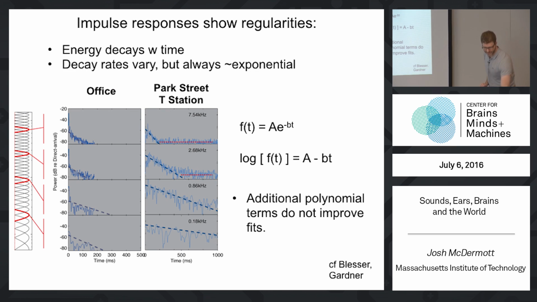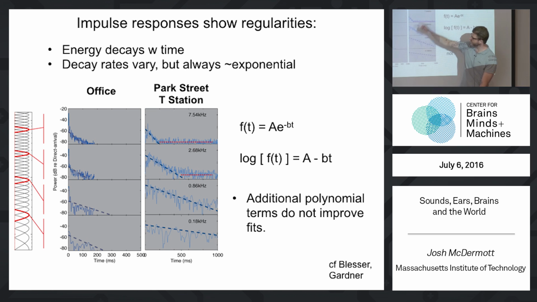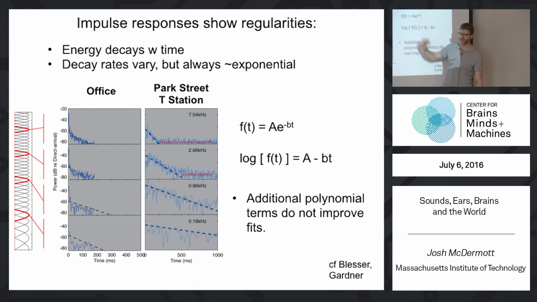Okay. All right, so I just showed you the spectrogram. These are the amplitude envelopes of particular frequency channels, the ones in red here. These are two examples. This is an office, and this is the Park Street T station. Has anybody been to Park Street yet? Yeah, it's like over there. Okay, so this is what it sounds like, or looks like.